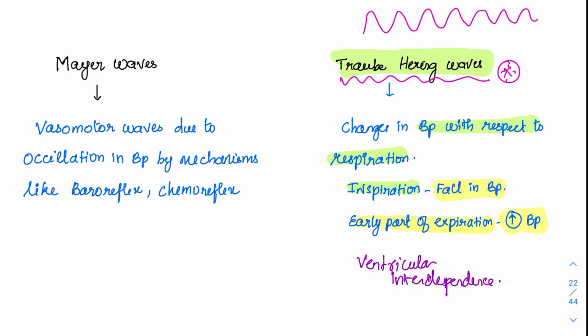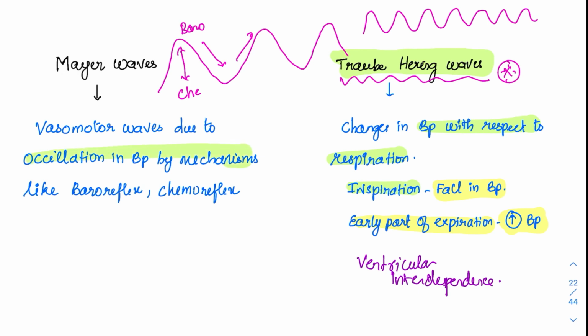Whereas our Mayer wave happens over a very long duration, with 6 to 10 cycles in 1 minute, because here the chemoreceptor will try to raise it, and the baroreceptor will try to stabilize it, but if it is not able to, it will fall again, and again the chemoreceptor will act. So these kinds of BP or vasomotor changes which are happening due to these reflexes are called Mayer waves. These two can be asked as MCQ questions also.